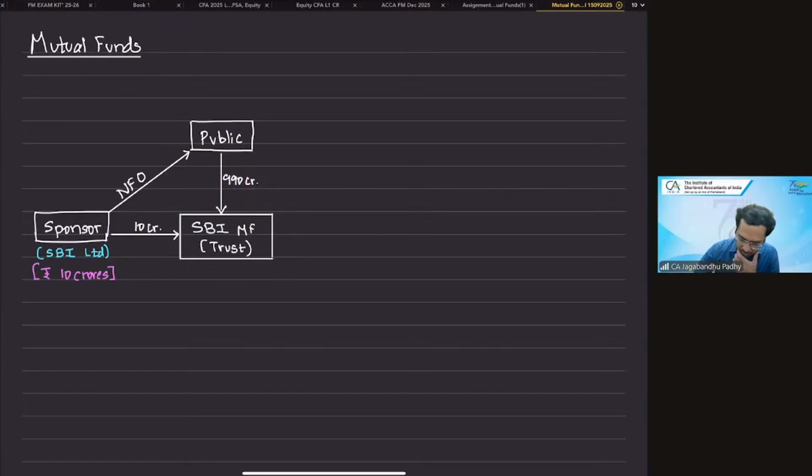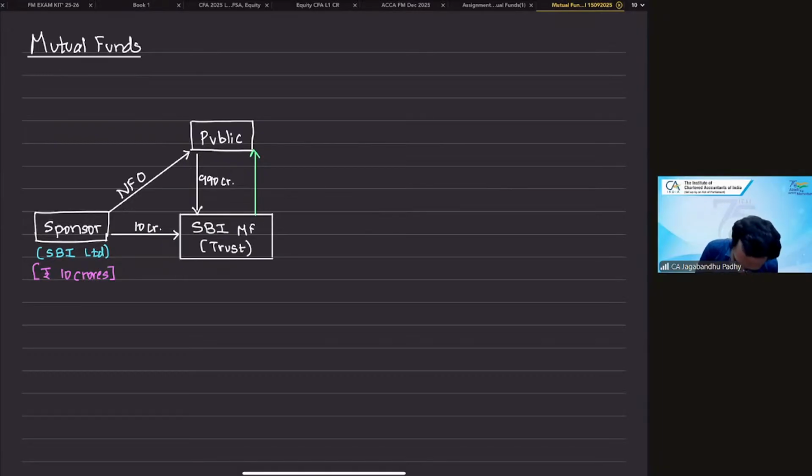Okay. Now, obviously, the public at large has given 990 crores to SBI. They should get some sort of acknowledgement as to whatever they have paid. So when the public has given 990 crores, against that, the mutual fund is going to give to the public.